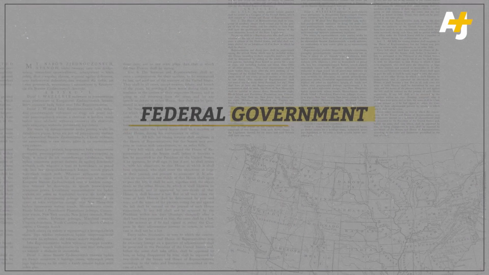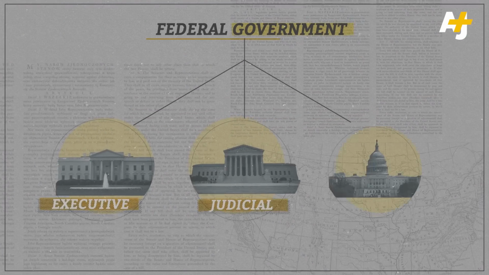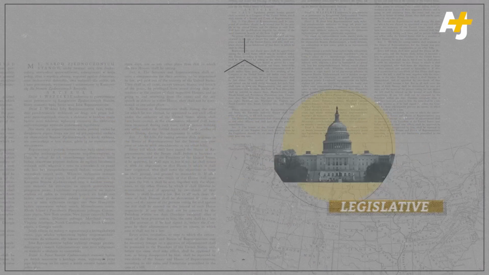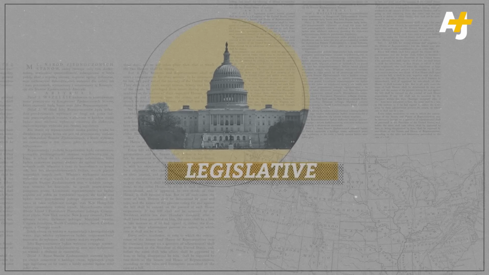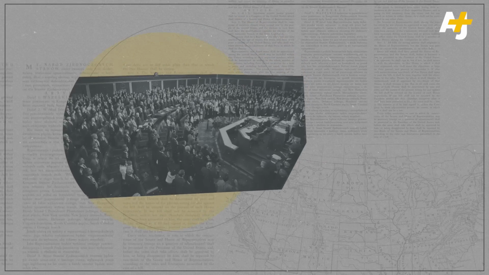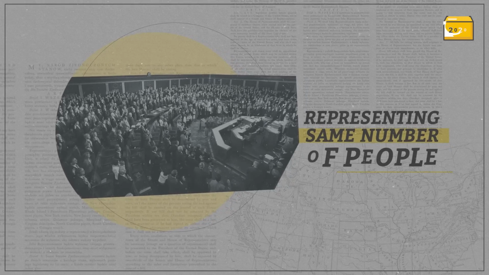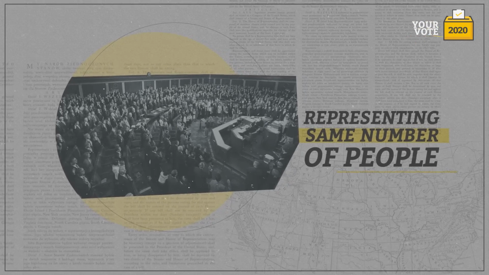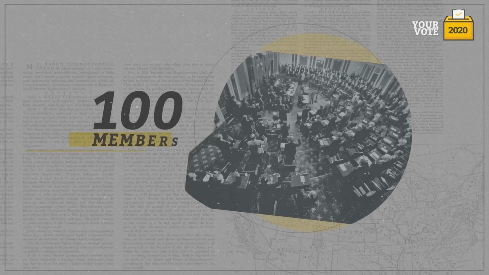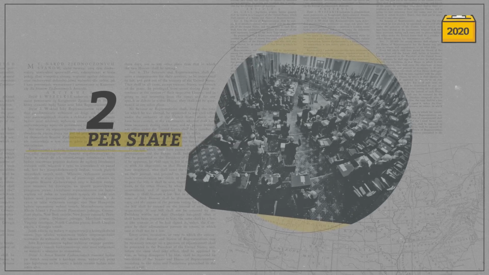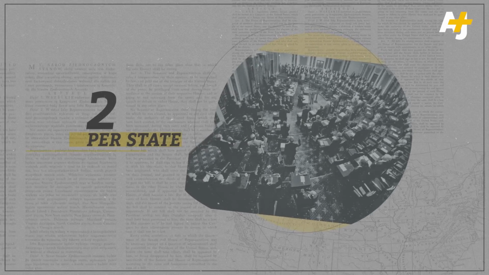The federal government is divided into the executive, judicial, and legislative branches. Laws are passed here, in the 2 houses of Congress. The House of Representatives has 435 members, each one representing around the same number of people across the country. As we've seen, though, the Senate has only 100 members, 2 per state, regardless of how many people live in those states.